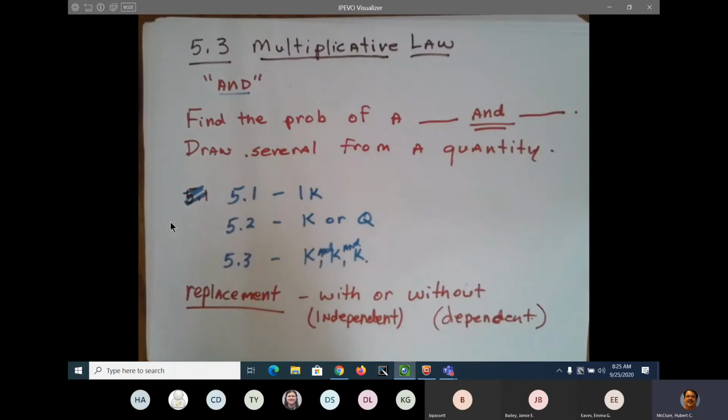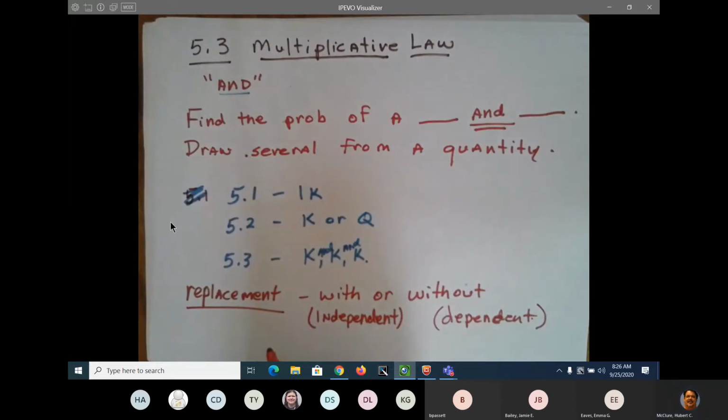That's if you pick a marble out of a bag, you record it, and you put it over there on the table, and you don't put it back in the bag. That changes the math for the next draw. Okay, so that's the important stuff, not the blue stuff, the red stuff. That's the important stuff for multiplicative law.